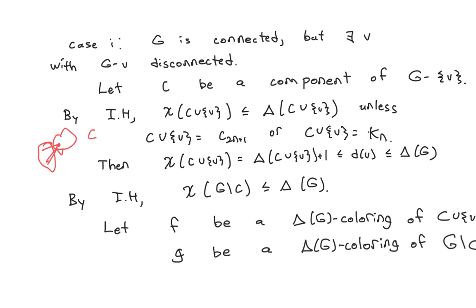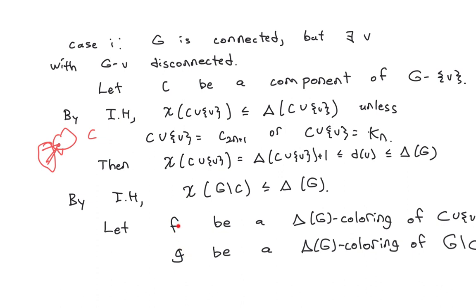Notice here that I chose to include V with the component on purpose because this puts us in a situation where V appears in both sets. And the reason for doing that is because this allows us to have control over knowing who the neighbors of V are in each subgraph. In particular, let F be a delta G coloring of C union V, and G be a delta G coloring of G take away C.